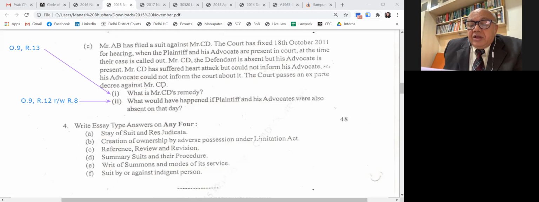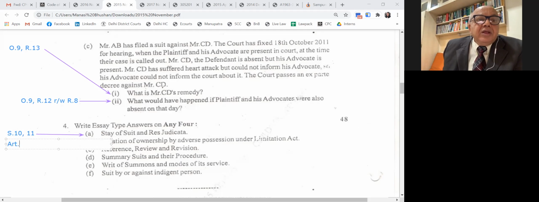Then next is write short notes. Stay of suit and res judicata, Sections 10 and 11, we already discussed. Then creation of ownership by adverse possession under the Limitation Act. That is Articles 64 and 65.